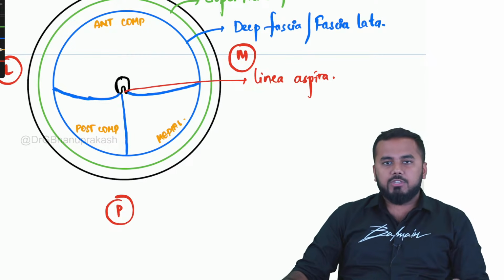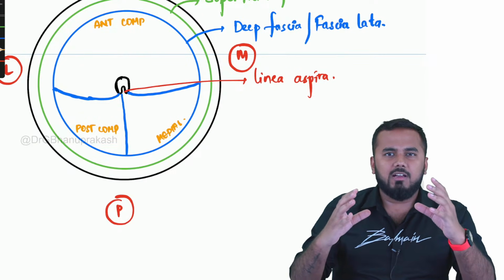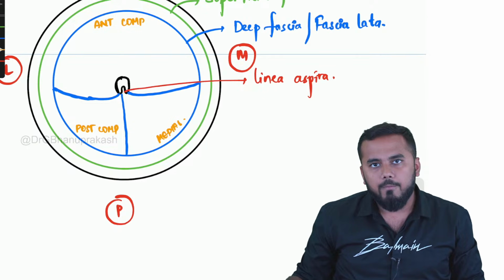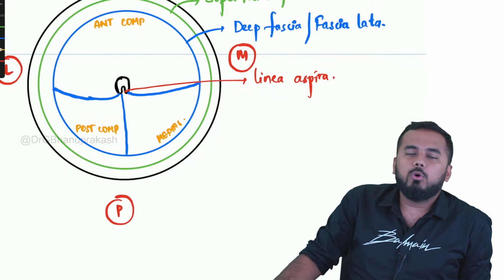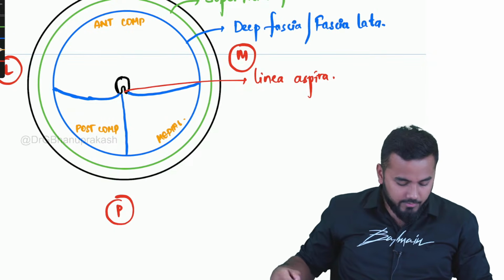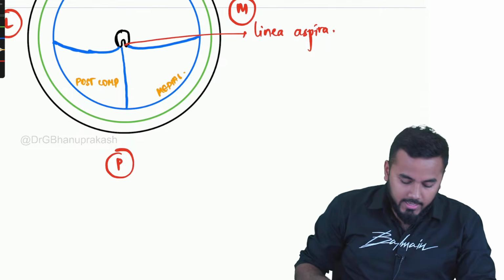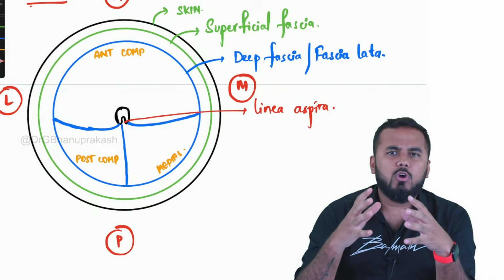So how many compartments do we have? Three compartments. Out of these three compartments, which is the largest, the bulky compartment? The anterior compartment. Now you can ask, we don't have any muscles in the lateral compartment? No, you don't have any muscle in the lateral compartment. Clear, everyone?